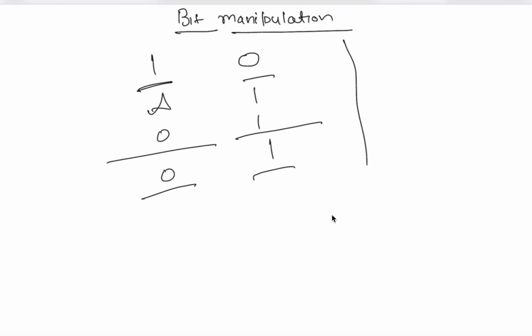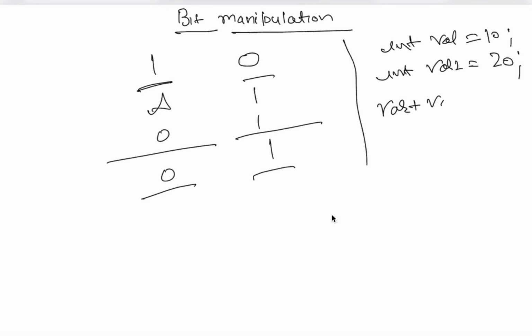Let's say generally we have integer variables. You have an integer variable which has the value 10 and another integer variable which has the value 20. Generally, if you are doing addition of these two variables, you will do variable 1 plus variable 2, which will give you the value 30.